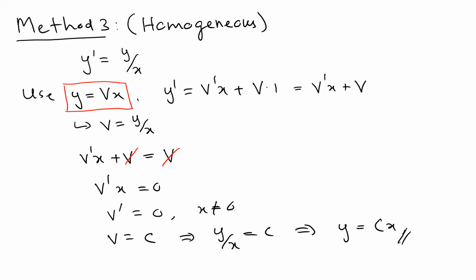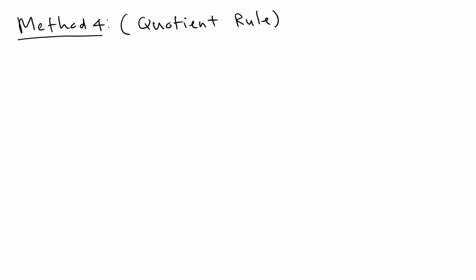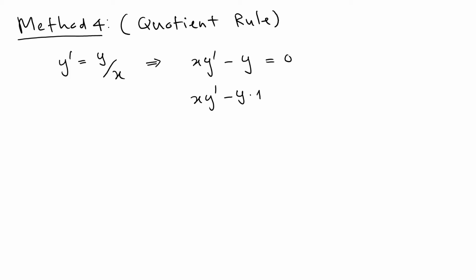So let's look at the next one, which is the quotient rule. Let's see how we can use the quotient rule here. So we can start with the equation y prime equals y over x. Now we can make an observation. We can rewrite this as x y prime minus y equals 0. And then what we're going to do, you can see that we can divide this equation by x squared, assuming x not equal to 0. So (x y prime minus y) times 1 over x squared, and we assume that x is not equal to 0.